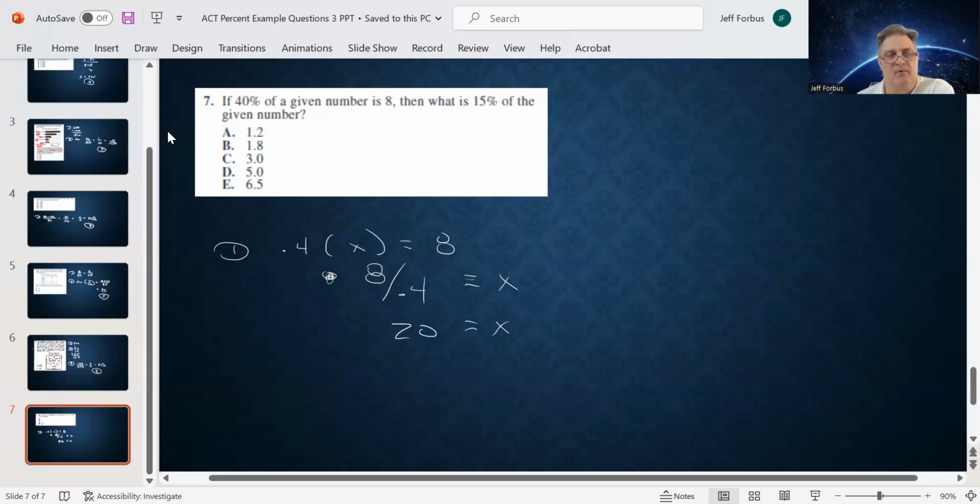Now we know what that number is. Now we can take 15% of that number. So 20 times 0.15. 20 times 0.15 ends up being 3. And so that's going to lead us to answer choice C.